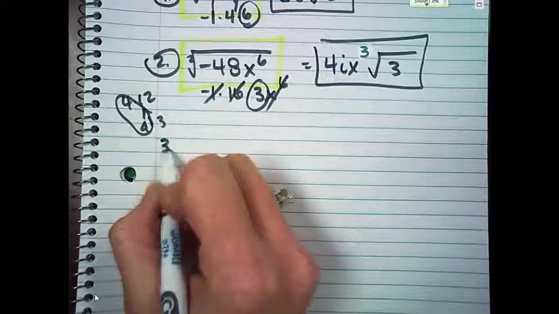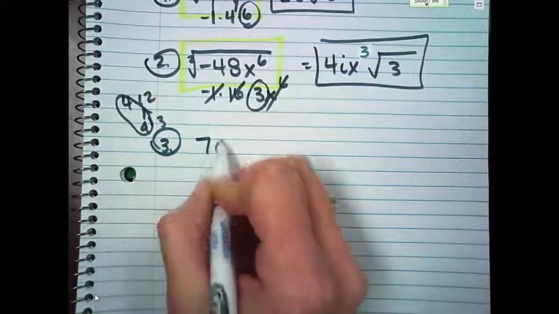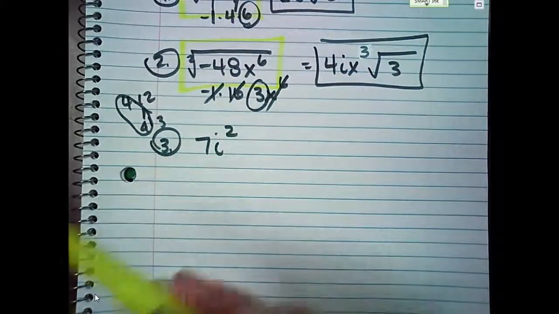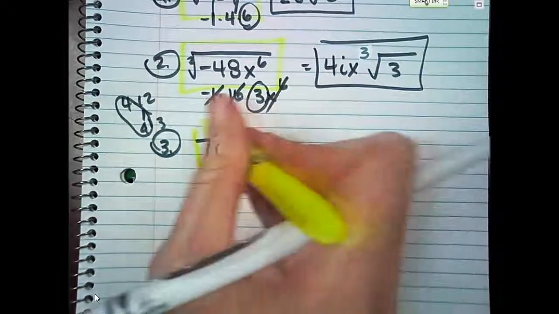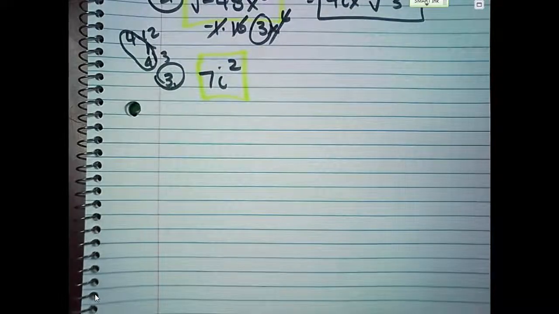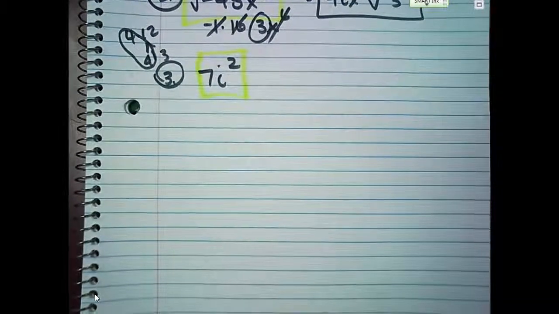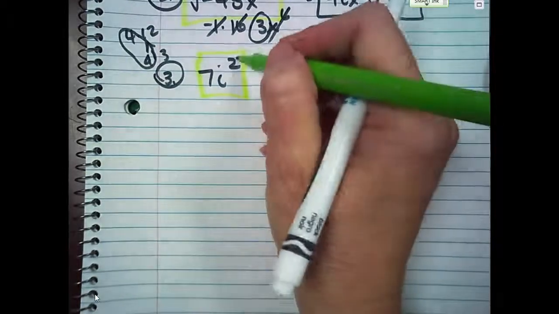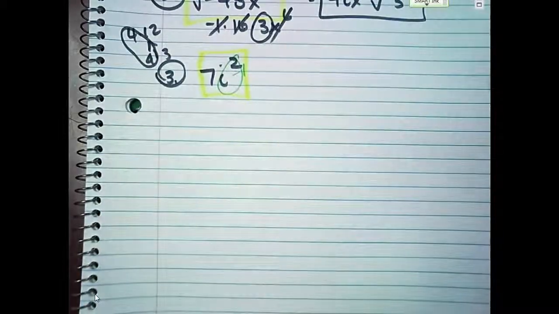Number 3. 7i squared. What did we talk about i squared meant? Right, it meant there's 2 negatives under the radical, right? So when you drop the radical, you get negative 1. So here, this value is negative 1. So what's 7 times negative 1?